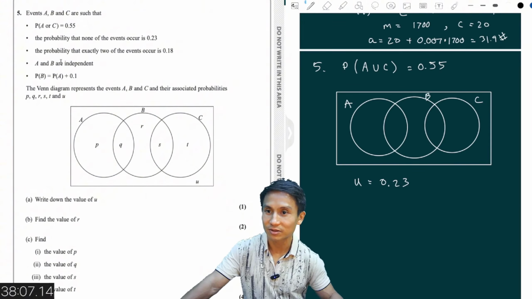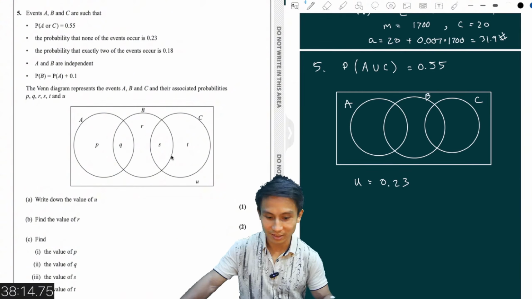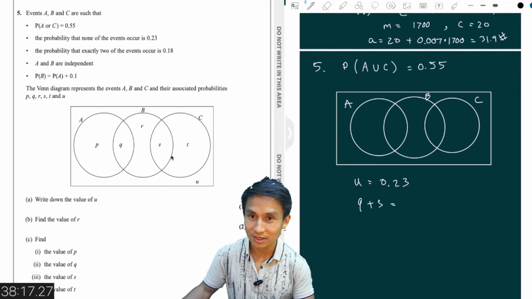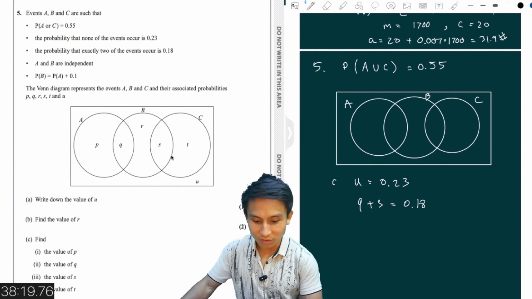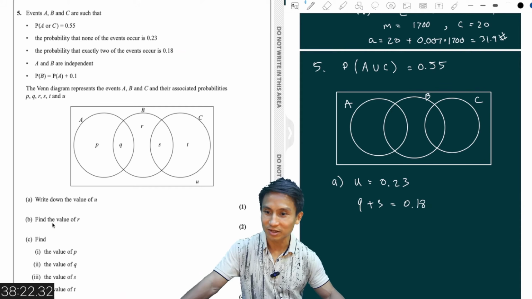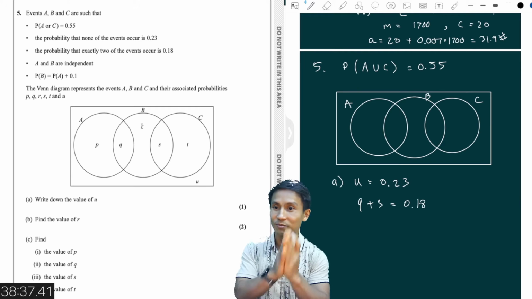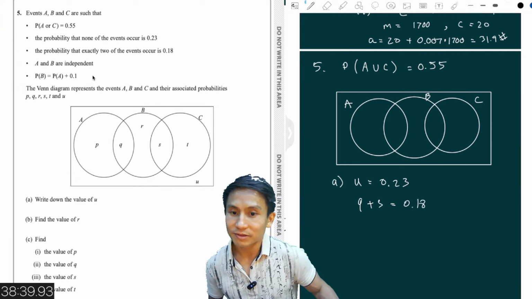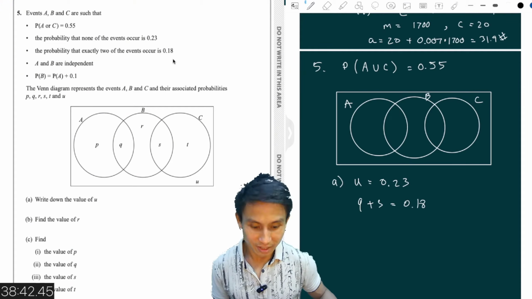None of the events. The probability that exactly two of the events occur, so it's either P or S. Sorry, Q plus S is 0.18. Well, we already answered part A, right? Because it asked for U here. Part B, find the value of R. The value of R is in B only, it's only B there. The probability that exactly two of the events occur is 0.18. We already got that.